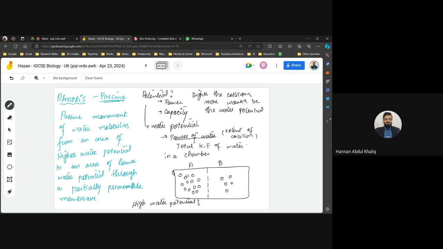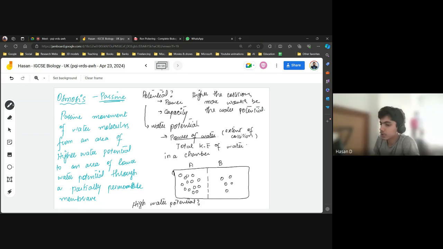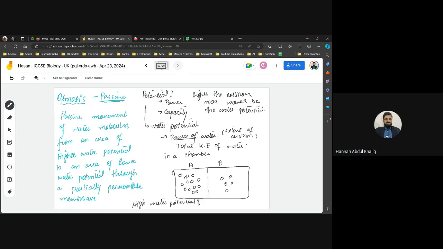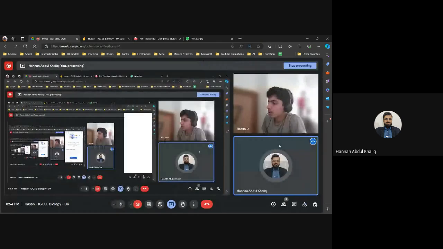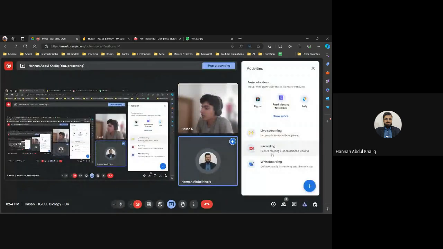So now, where would you experience more collisions? A would have more collisions. Yes. So I would say higher water potential would exist in A. A has more water potential than B. So let me open a new Jamboard.